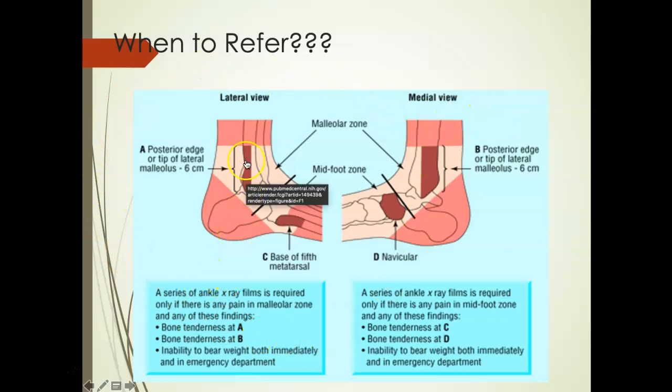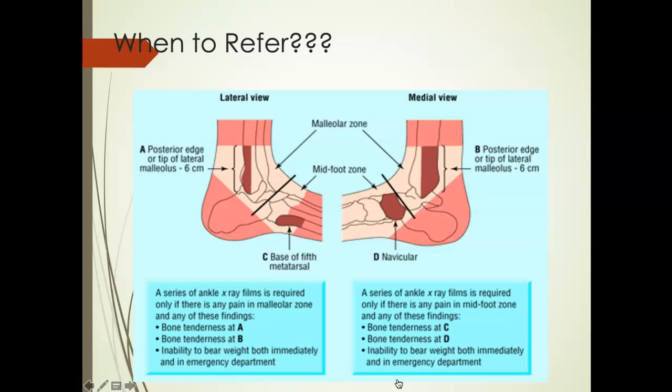This idea that they're tender to palpation on the posterior edge of the lateral malleolus, tender to palpation on the posterior edge of the medial malleolus, or the navicular, or the base of the fifth, and they can't bear weight, then you're going to be 90% certain that they have a fracture, right? And you're going to refer that out to make sure that you are correct.